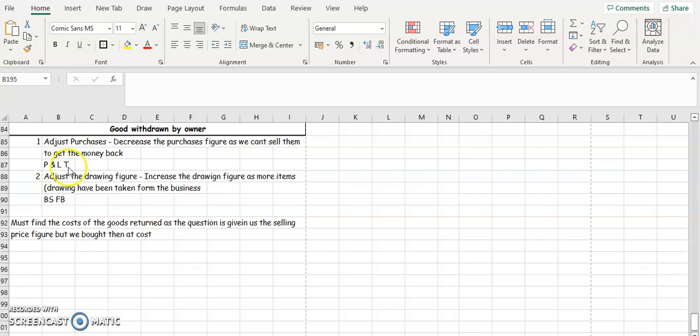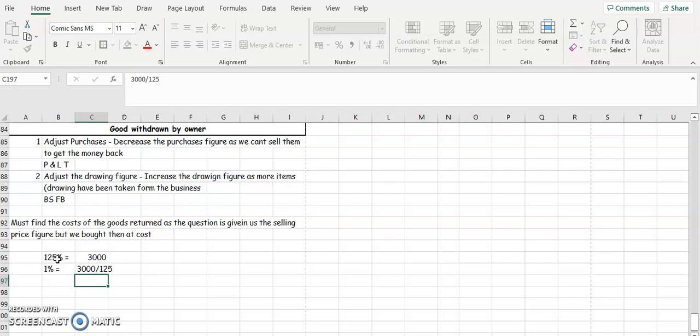That's going to go into your profit and loss, in your trading account, for the new purchase figure. And adjust the drawings figure, increase the drawings figure, as more items have been taken from the business. That's drawings, which is going to go into your balance sheet in your finance part. So the figure we have in the question is 125%, and it's going to be equal to 3,000. So we're going to find 1%. So 3,000 divided by 125 is 24.